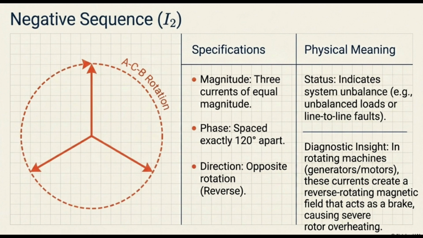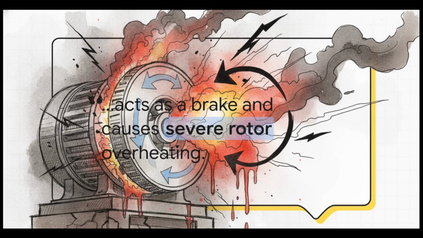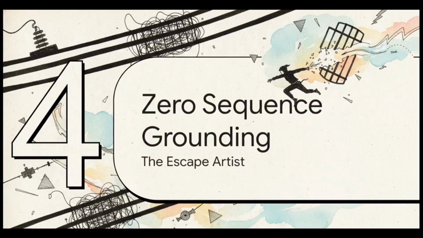And that backward rotation brings some incredibly urgent, high-stakes danger. When these negative sequence currents flow into rotating machines, think massive power plant generators, they create a reverse rotating magnetic field. Listen, this isn't just some abstract math error. It literally acts as a physical brake grinding against a massive steel rotor. That generates immense friction and severe overheating. If it isn't filtered and shut down fast, it can melt a multi-million-dollar generator from the inside out. Absolutely catastrophic.